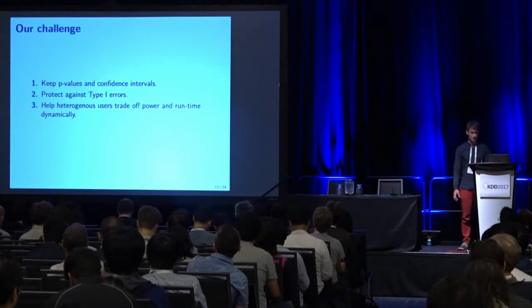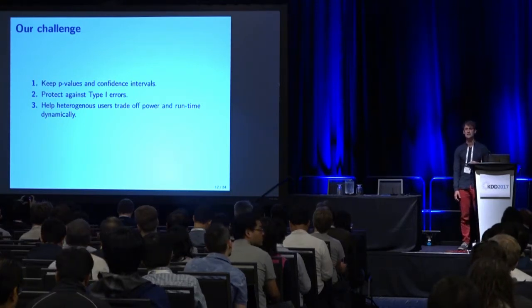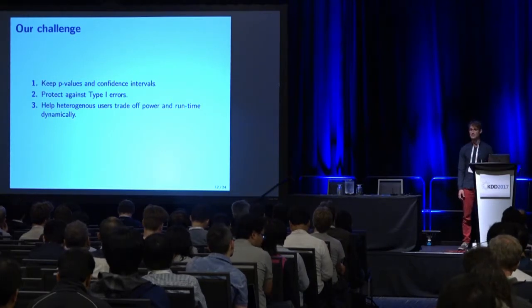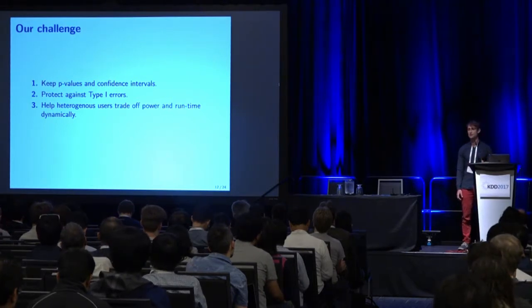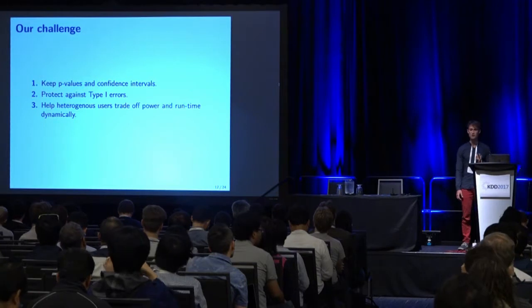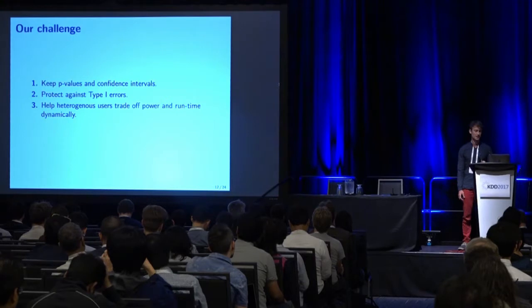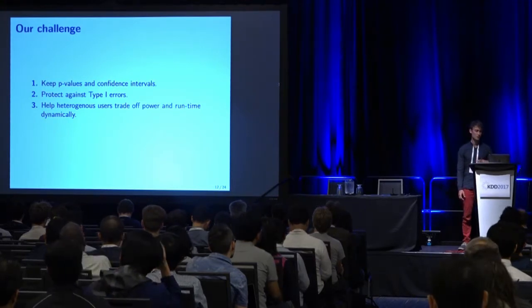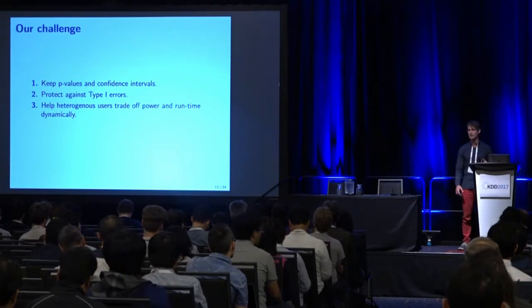So our goal at Optimizely was to keep the same interface. We're going to keep reporting p-values and confidence intervals over time as the data comes in. But then we've got to do two things. First, we've got to protect the user against type 1 errors, so that when they continuously monitor, the type 1 error rate doesn't go up. And secondly, we've got to give them the opportunity to trade off power and runtime according to their personal preferences, so they can manage this opportunity cost.